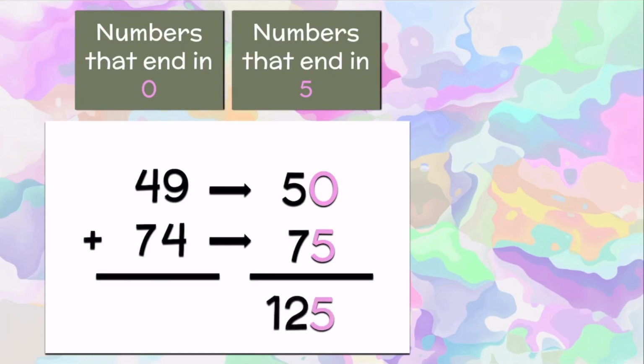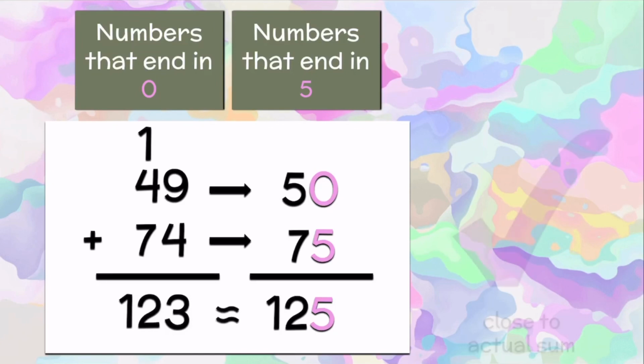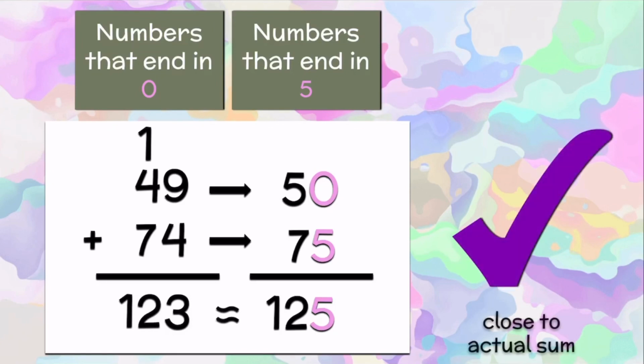Now let's add the standard way. 9 and 4 make 13. 7 and 1 is 8, plus 4 is 12. We notice that when we use compatible numbers, we can add more quickly and we still get an answer that is pretty close to the actual sum.